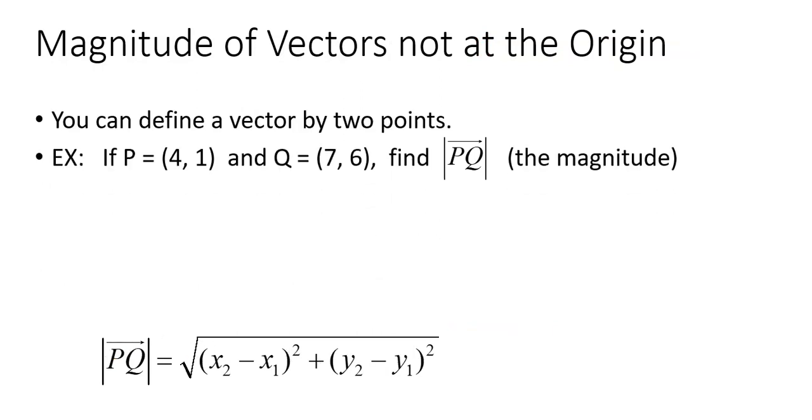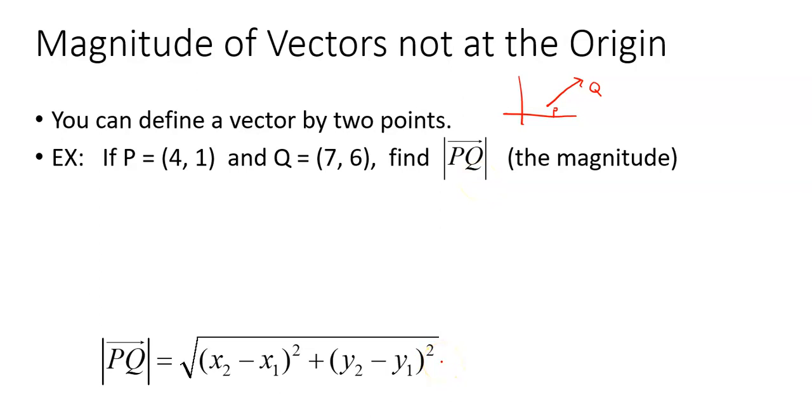All right, what if your vector is not at the origin? So I've got a vector that's actually defined by 2 points. Point P is where the vector starts, right, over 4 and up 1, that's point P. Point Q is over 7 and up 6, all right? So there's vector PQ. We assume it goes from P in the direction of Q because that's how it's notated here. What is the magnitude of that vector?